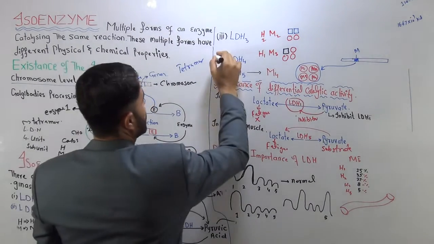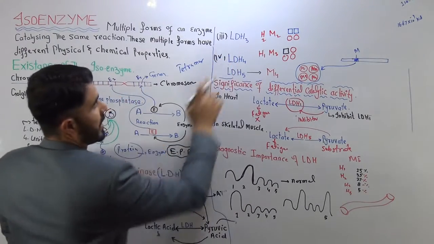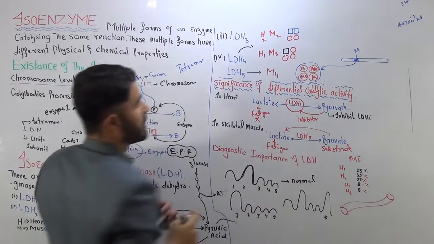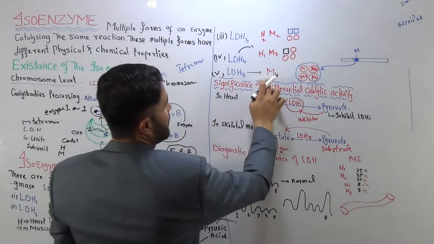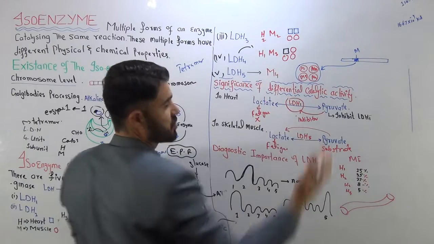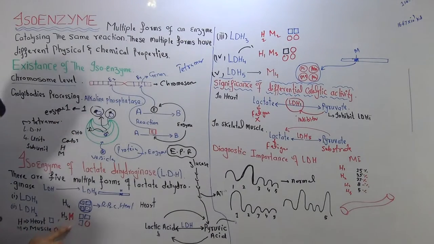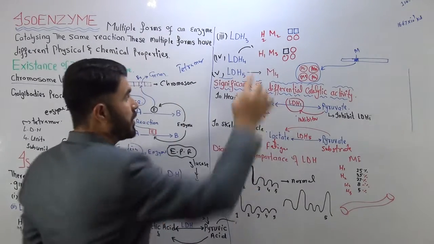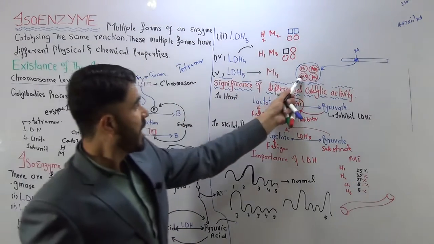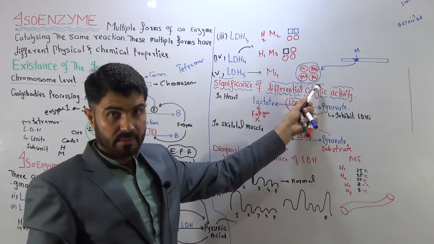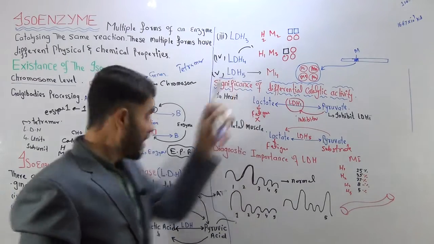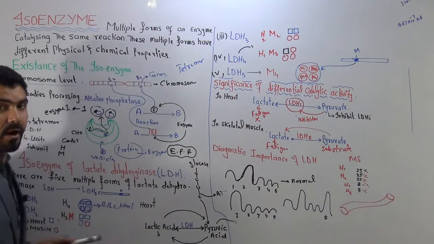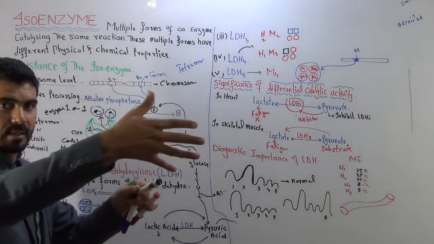Now the fourth isoenzyme is LDH4, which can be mentioned as H1M3. It is in the diagram. LDH5 is the 5th isozyme, which you can write simply as M4. There is no H. Just like here, there is no M unit, here there is no H unit. It is purely M. This is purely present in the skeletal muscle. So this is predominantly present in the skeletal muscle, and this one is predominantly present in the heart. So two different tissues, heart and muscle.